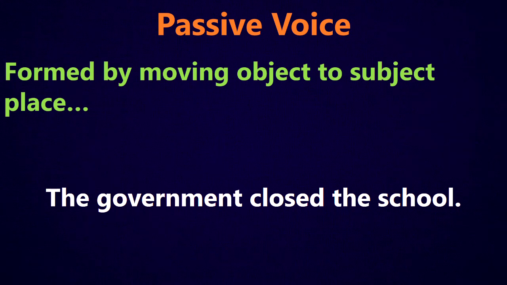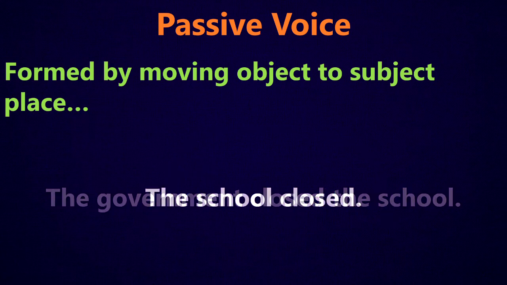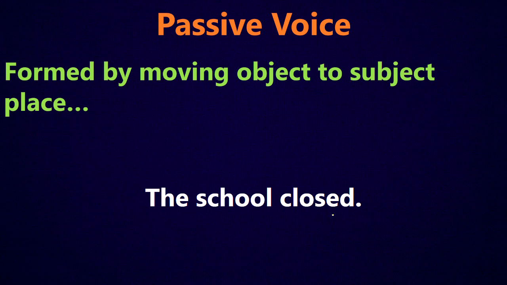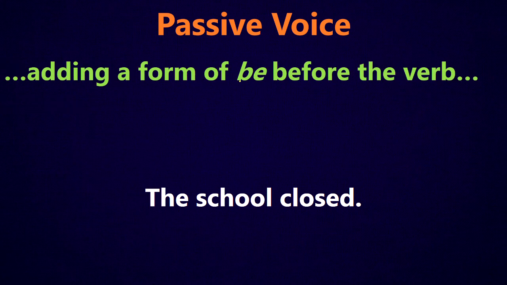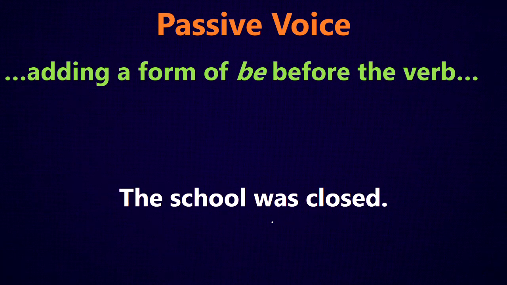So the passive voice is formed by moving the object to the subject place. So again, the government closed the school. Closed is the verb. School is the object, and government is the subject. So if we want to make the passive voice, we're going to move this object to the subject place. So the school closed. Now, we're not going to stop here. So we move the object to the subject place, and then we add a form of the be verb before the main verb. So we're going to add a be verb right there. Now we're talking about the past, so we're going to use was. So the school was closed.